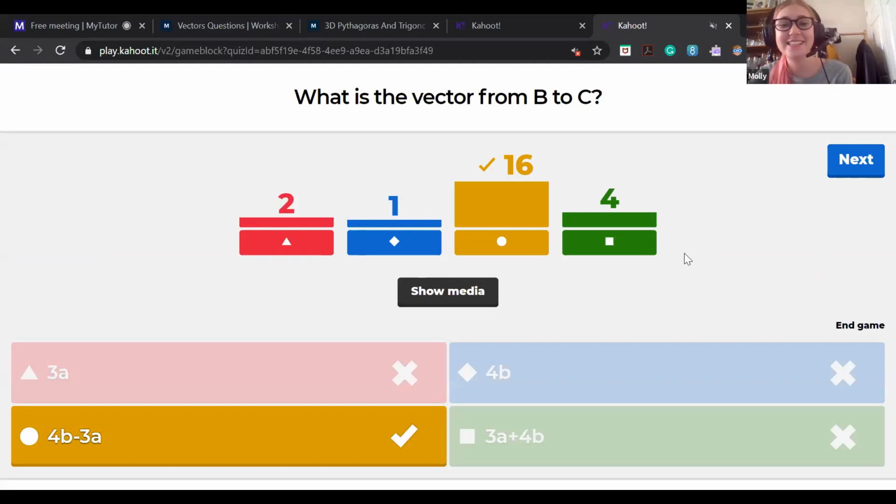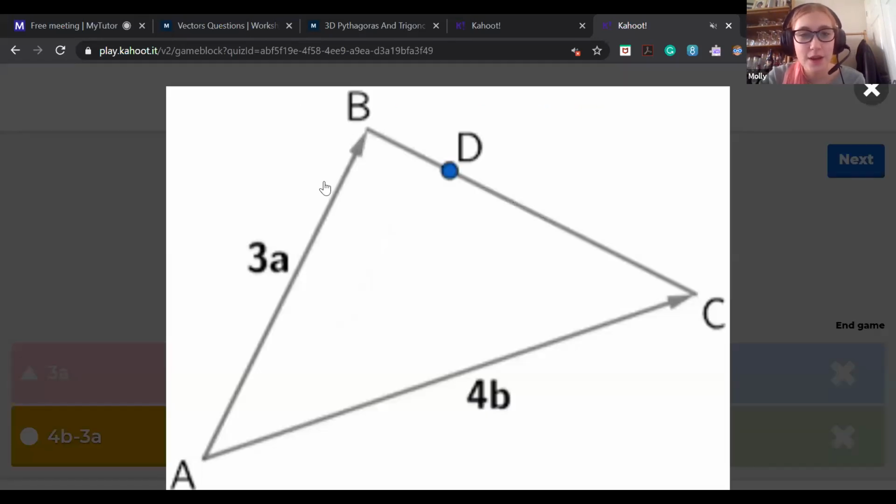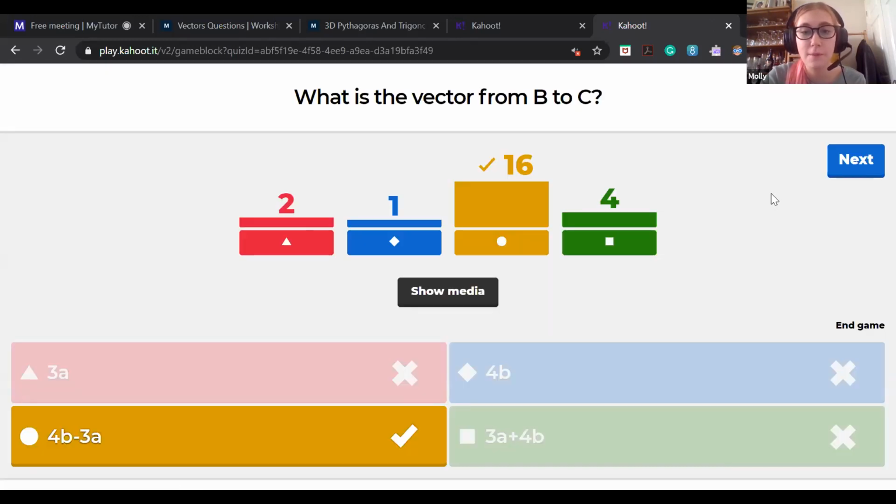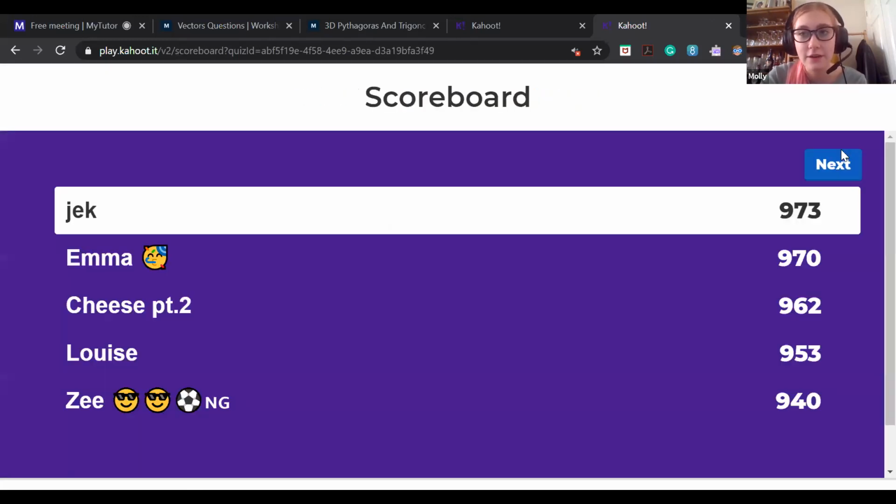Excellent. Yes, that's so many more than last time, because last time a lot of people went for the green answer. Fantastic. So we're going back along this one, so it's a minus 3a, and forward along this one, so it's plus 4b. Perfect. Well done, guys.